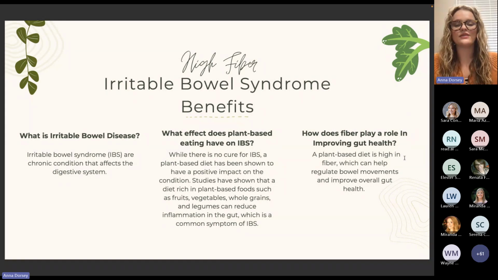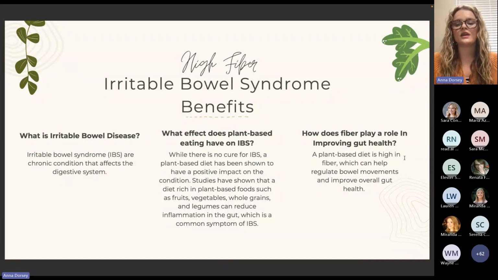I'm sure many of you are familiar with something called irritable bowel syndrome or irritable bowel disease. We want to talk a little bit about how a high fiber diet is really influential in this disease or syndrome. Irritable bowel syndrome is characterized by inflammation in the gut. There are various symptoms of irregular bowel movements and pain after eating, and sometimes you have gastric reflux associated with irritable bowel syndrome.